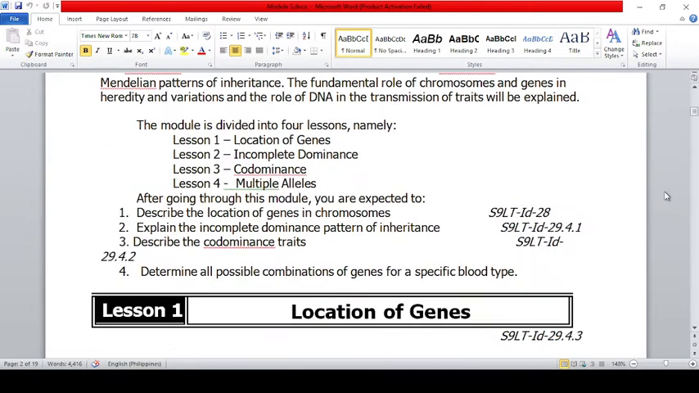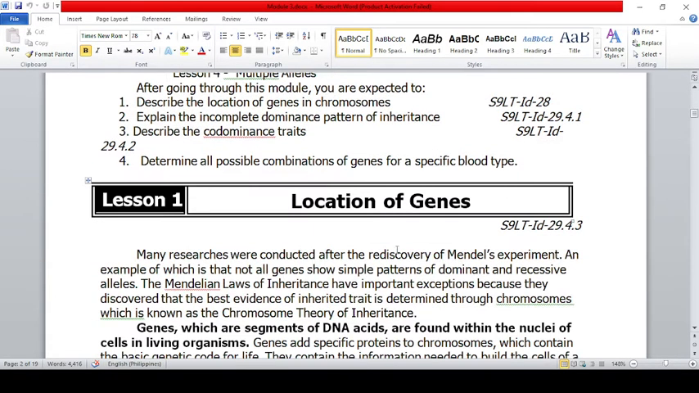So, first we have the location of the genes. Remember, grade 9, the cell is the basic unit of life. A group of cells, we call it tissue. And a group of tissue, we call it organ. So we have heart, brain, liver. And a group of organs, we call it system. We have circulatory system, nervous system, excretory system, and the whole system we call a living organism.